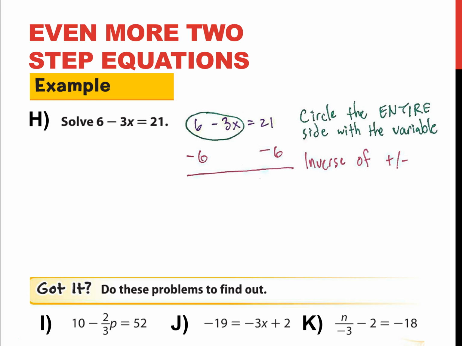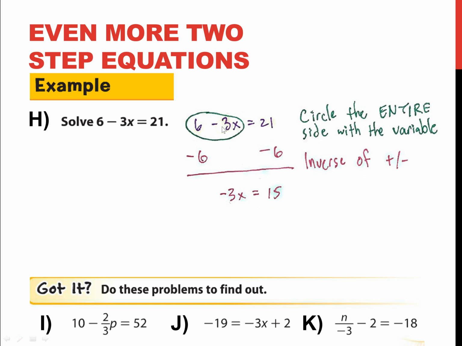I'm going to do the inverse operation. Now here, a lot of people say, oh, it's subtraction. No, that's a negative 3x. So the opposite of positive 6 is negative 6. And that's why I'm subtracting 6 from each side. Kaboom. So that gives me negative 3x is equal to 15.